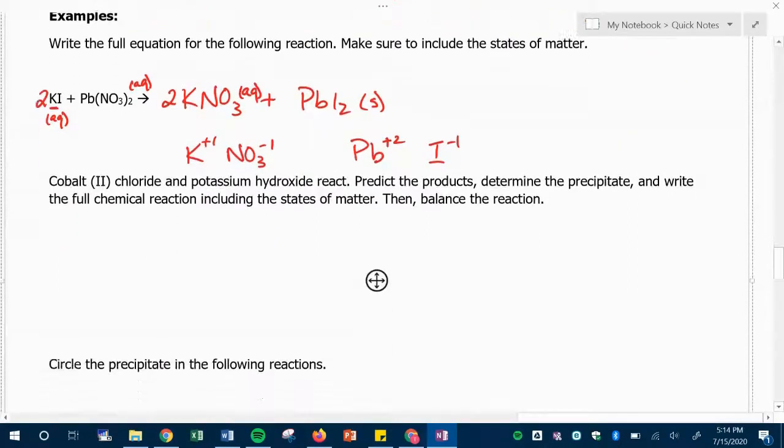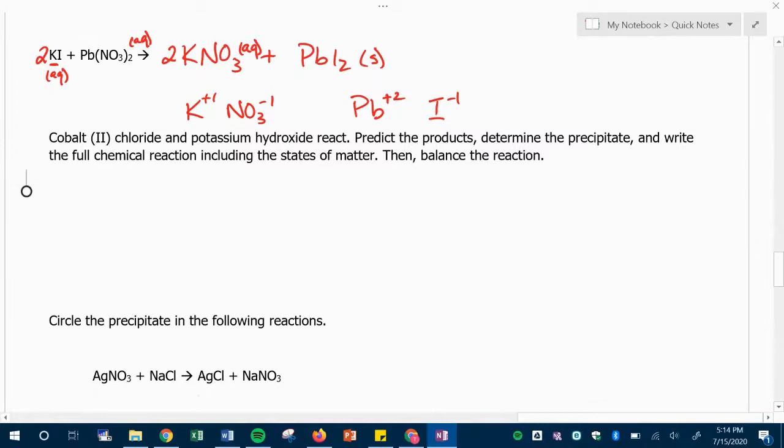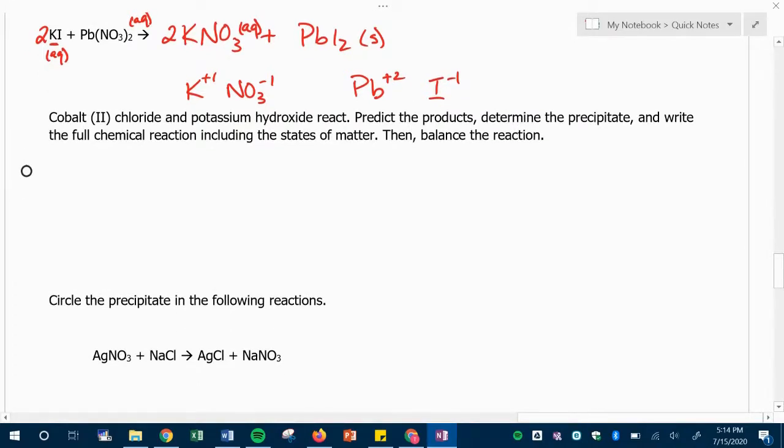All right, our next example, a little bit longer. It says cobalt 2 chloride and potassium hydroxide react. Predict the products, determine the precipitate, and write the full chemical reaction, including the states of matter. Then balance it. So that's all of the steps for the entire thing, and that, if it helps, is exactly what we just did. First up, cobalt 2 chloride. Cobalt is Co, and remember the 2 here tells us the charge of cobalt is +2. Then we have chloride, so Cl, and Cl has a charge of -1.